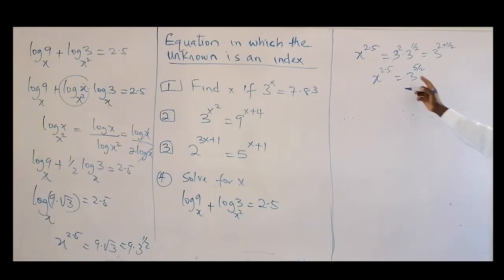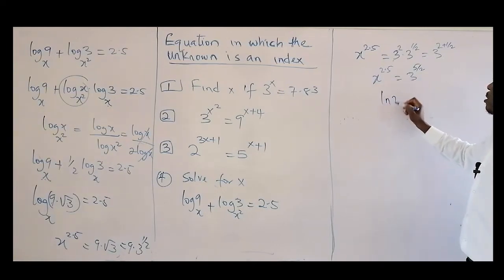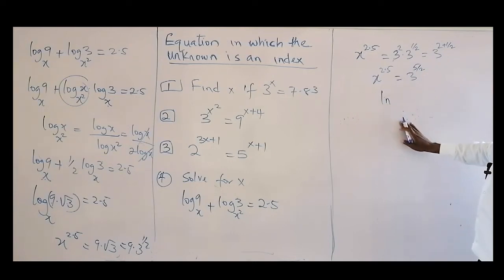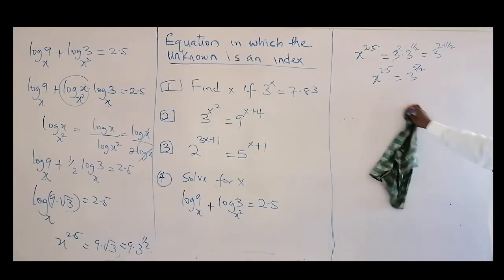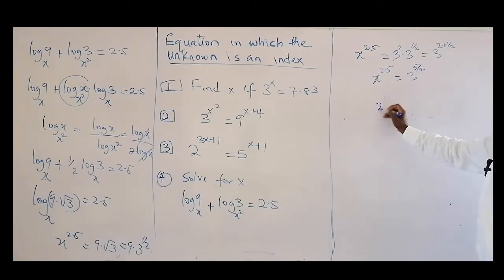So the bases here are not the same. Take the ln on both sides. But it's not compulsory to take ln on both sides. What we just need to do now is find a way around this: this is x to the power 2.5, which is 5 over 2.